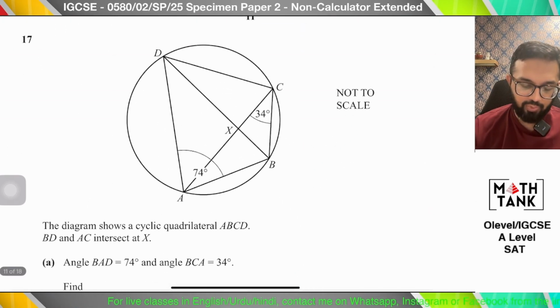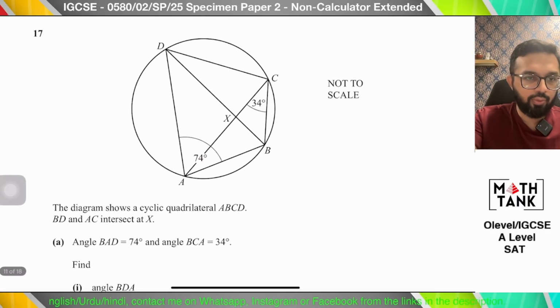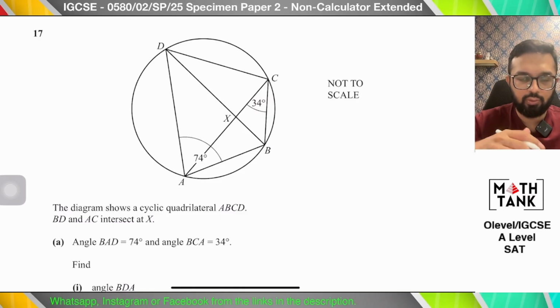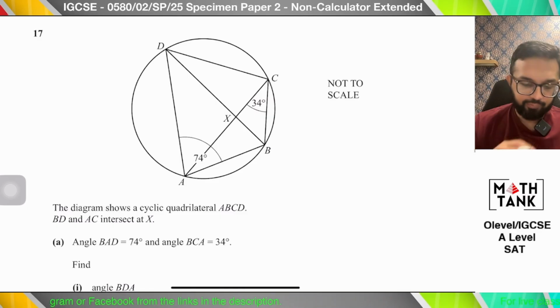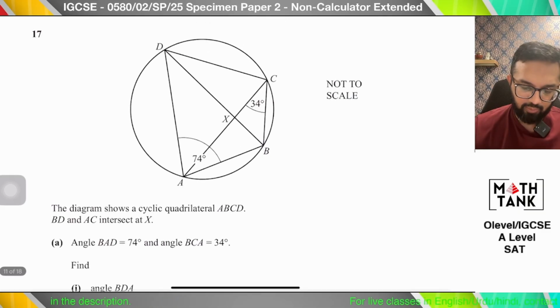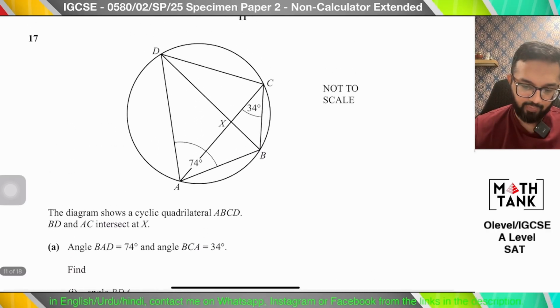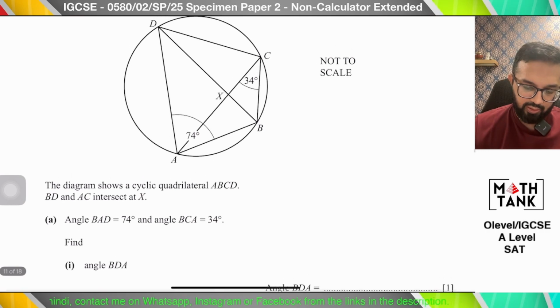Okay, question number 17. The diagram shows a cyclic quadrilateral ABCD, BD and AC intersect at X. Angle BAD equals 74 degrees and angle BCA equals 34 degrees. Find angle BDA. Okay, I am looking for this angle.